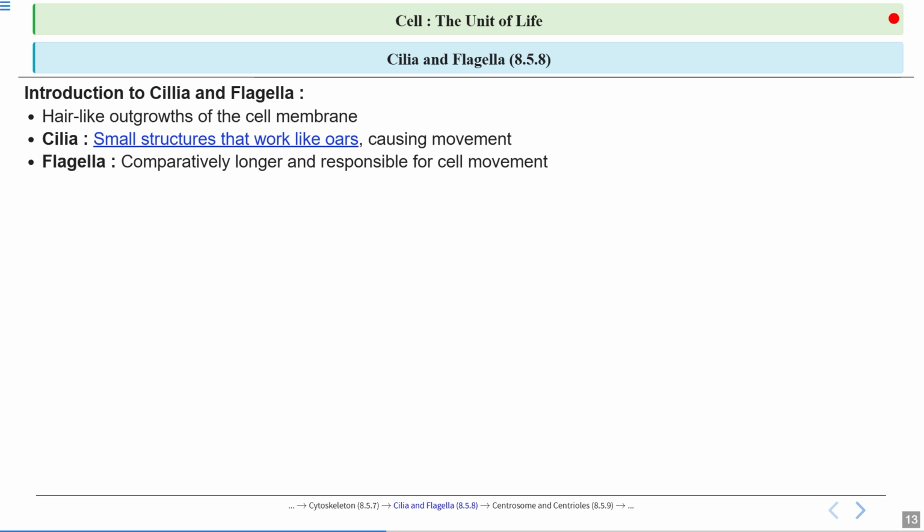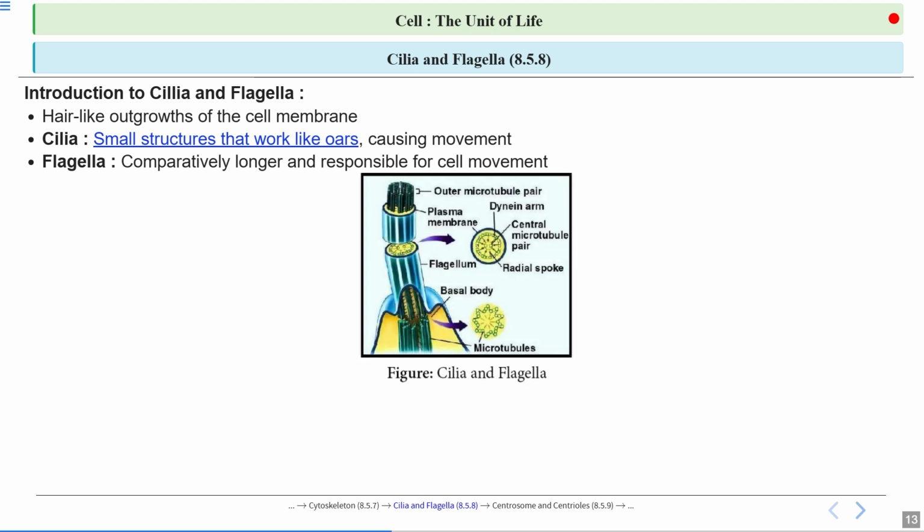Now flagella are comparatively longer as compared to cilia and responsible for cell movement. Here you can see this image showing you cilia and flagella. So this is the flagellum, you can see. This is the plasma membrane. We will discuss this structure, then you will be able to better understand this image. This is the structure of flagella. We'll discuss this 9+2 arrangement also, which is also known as axoneme.